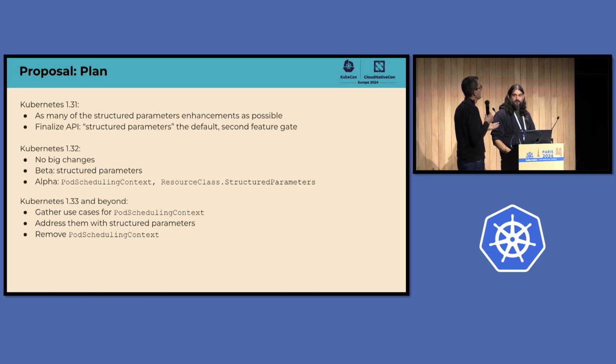If we follow this plan, it basically gives us a timeline. 131, where we do the major work that remains, freeze everything, just do cleanup after that. And then in 132, this year, it's an aggressive timeline, but I think it's doable. Then we can declare the structured parameters as beta, keep everything else as alpha, and eventually, when we are happy enough with what we have, then we can cut the alpha features, deprecate them, remove them from within one release, and hopefully everyone is happy.